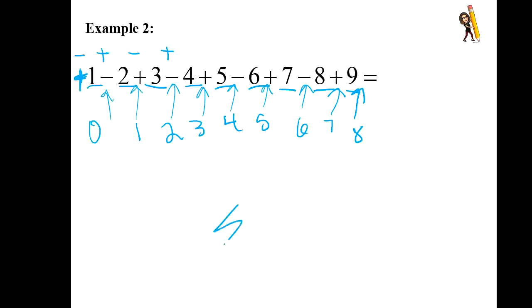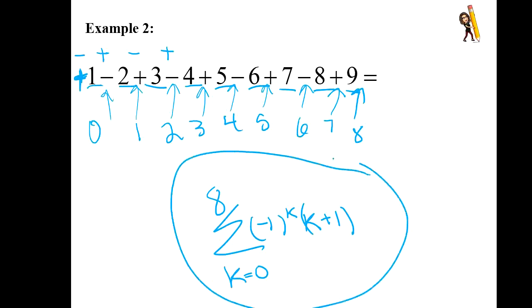Okay. We said k started at 0, went all the way to 8. We definitely know we have alternating signs. Then we need to figure out how we went from 1 to 2 to 3, and we're increasing by 1. But since we're starting at 0, we know that it has to be k plus 1, because in order to plug in 0 first, we have to get back 1. So if we plugged in 0 into our pattern, negative 1 to the 0 times 0 plus 1, we would get back 1. So this is our final pattern.